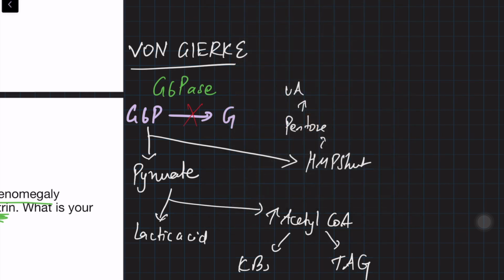So if you see, there is low glucose, so there is hypoglycemia. There is uric acid, hyperuricemia. There is lactic acid, lactic acidosis. There is ketone body synthesis, ketosis. There is triacylglycerol, hyperlipidemia. So this is the entire presentation of von Gierke. If you remember this pathway, it is easier to memorize.